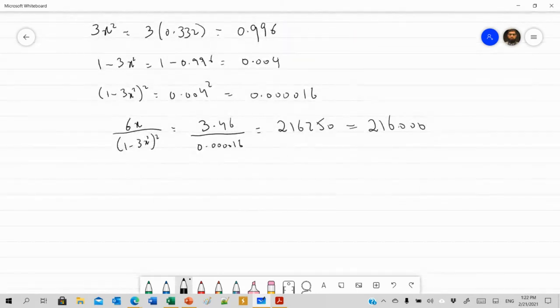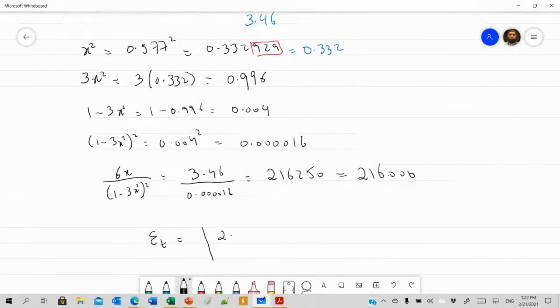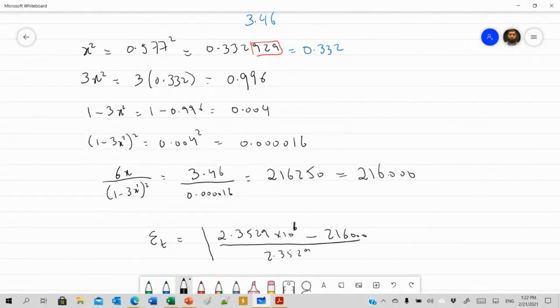Now I'll just find the error in this value. The true value, we found it to be 2.3529 times 10 to the power 6, minus the approximate value, divided by the true value, multiplied by 100%. Let me find the absolute value of the true value minus 216000 divided by the true value multiplied by 100. That's 90.82% error.